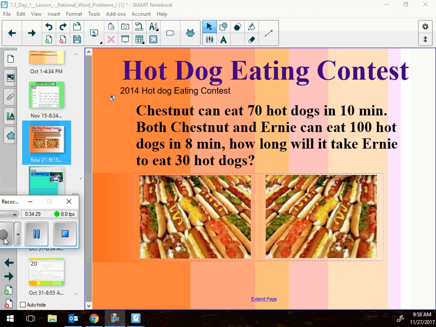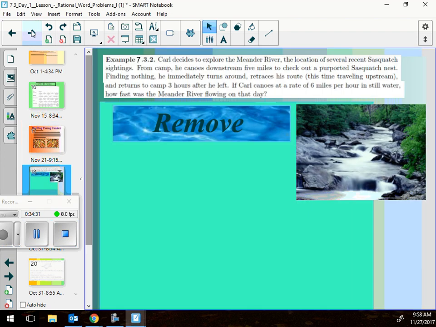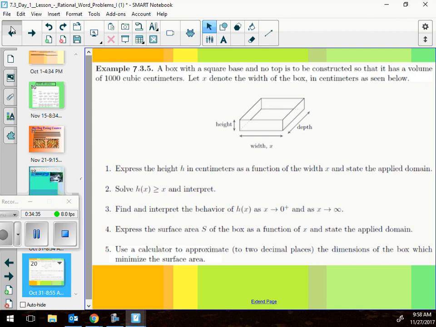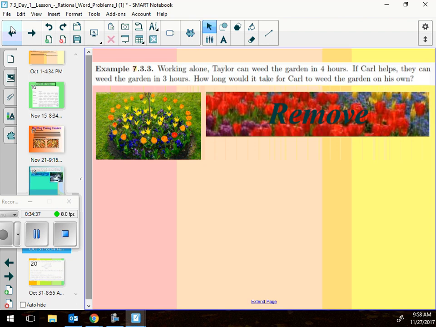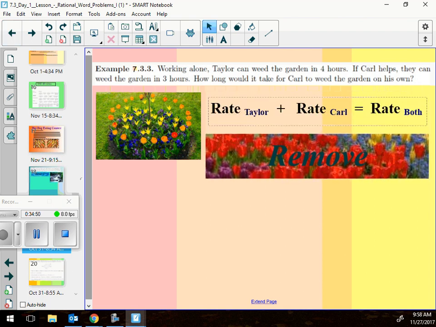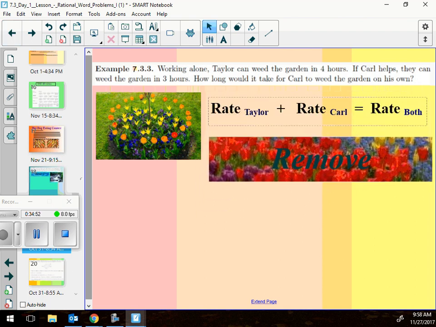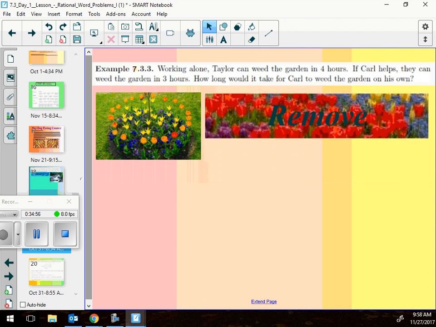All right. Next, I'm not going to do that river question. Oh, this garden weeding question. Okay? I'd like you to try the garden weeding question. That's, again, a rate plus a rate equals a rate. And I'm going to even tell you, by removing this, that it's Taylor's rate plus Carl's rate would be the rate for both. Rate plus the rate equals a rate. All right.